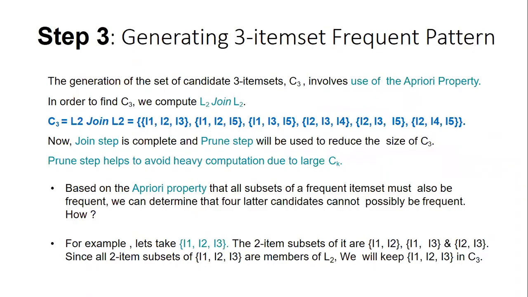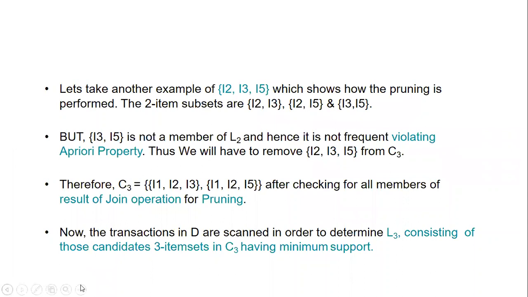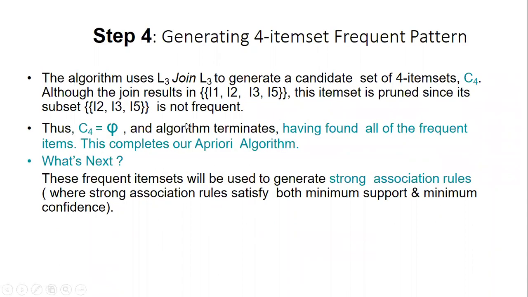So here, this is the explanation given. When we join L3 with L3, we get this. The support count of this is 1, which is less than the minimum support, so it is not a frequent item set. Using pruning also we can say, because I2, I3, I5 is infrequent, obviously the superset is also infrequent. So C4 is null. The algorithm terminates, having found all the frequent item sets. This completes our a priori algorithm.